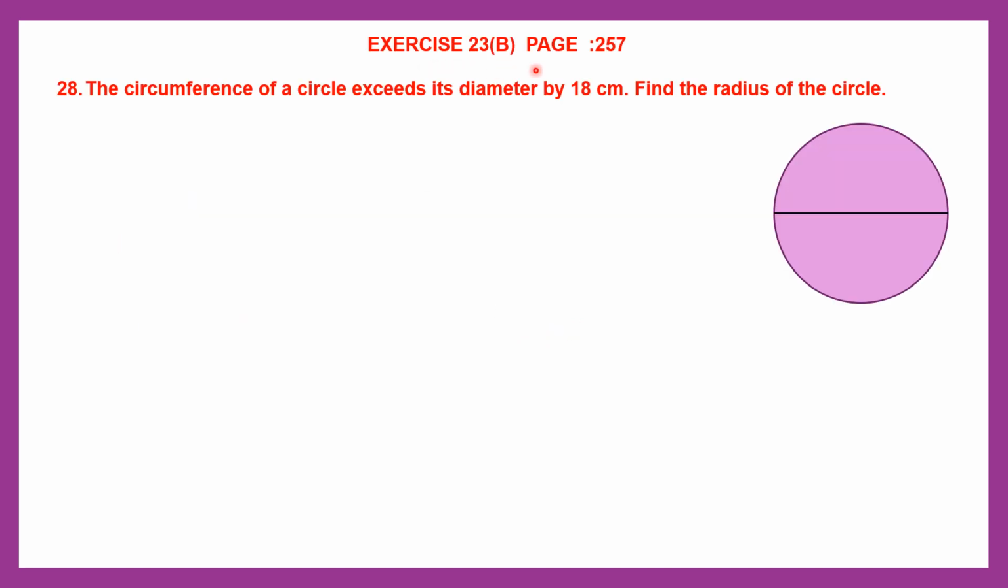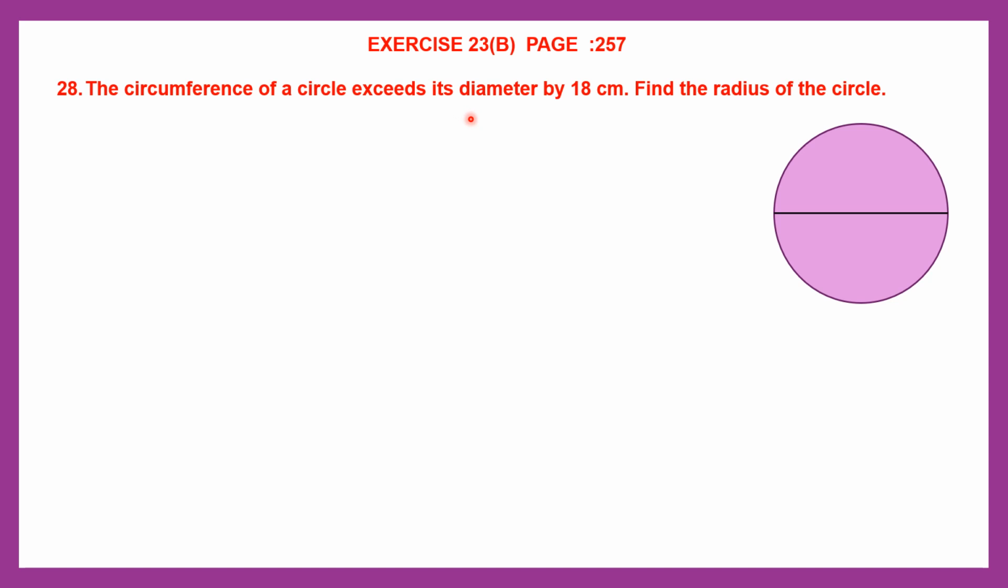Exercise 23B is on page number 257 and we are with question 28. Now, all the other questions from 1 to 27 are there in the other videos, and the playlist of that is posted in this video also. Right, now we are with question 28. The circumference of a circle exceeds its diameter by 18 centimeters. Find the radius of the circle.